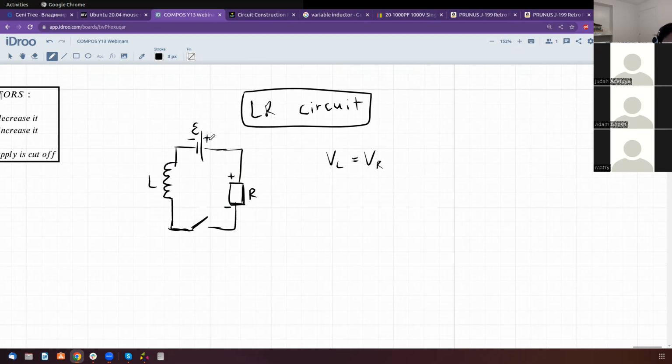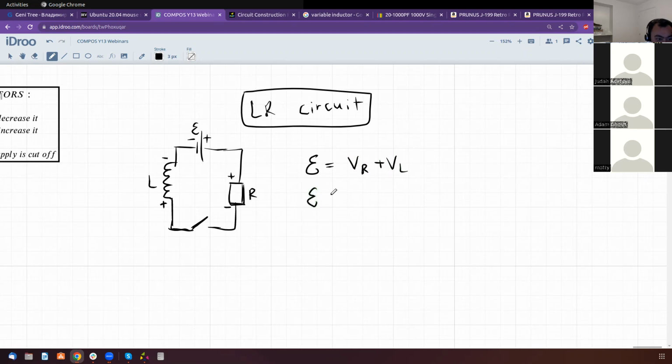You label high potential with plus and low potential with minus. Now the current will be pushed clockwise. So the battery will be pushing clockwise. That means the inductor will be pushing anti-clockwise. I hope that makes sense. So the EMF is equal to the voltage on the resistor plus the voltage on the inductor.